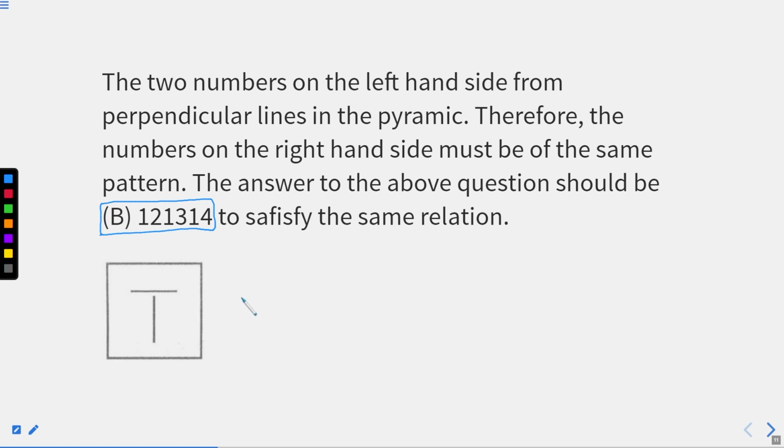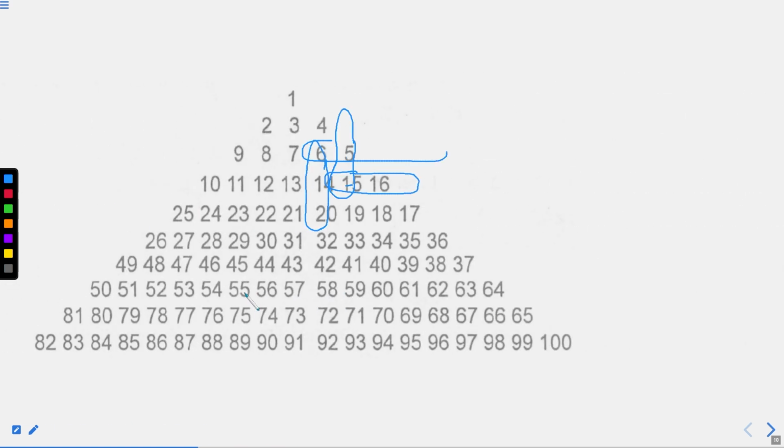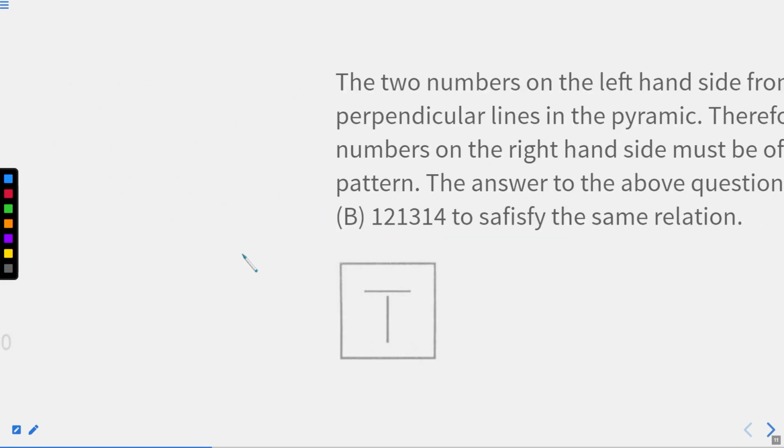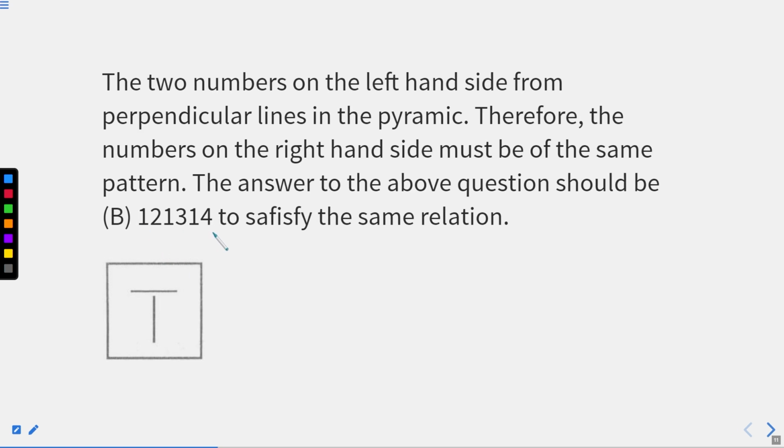Because we formed a what? A T there. You can see 9, 11, 23 formed a T with 12, 13 and 14. So 12, 13, 14 will be our answer. We are following this relation. I hope you didn't face any problem till here.